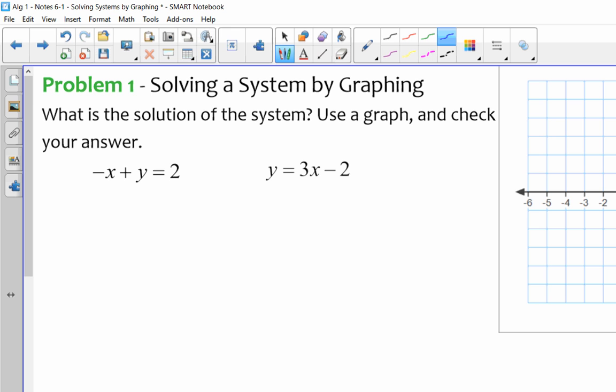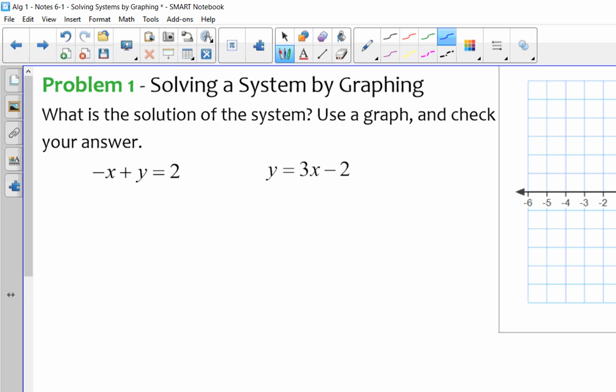All right, so if you go ahead and write down these two equations, and then sketch a graph also. They're going to want us to check our answer here too. So we're going to graph it first, get our point, if they do cross, and then we're going to plug it back in.